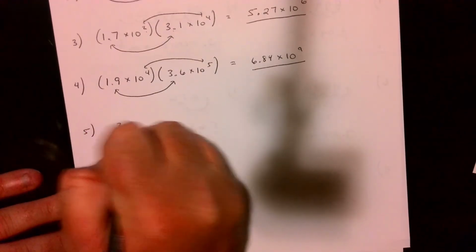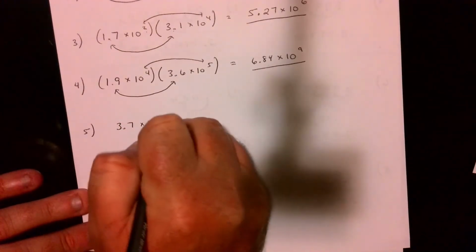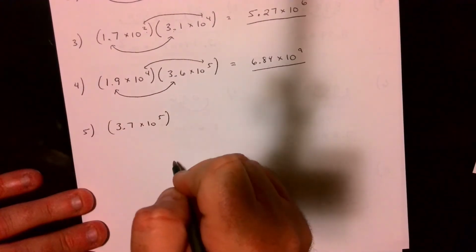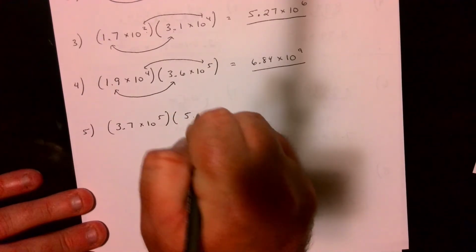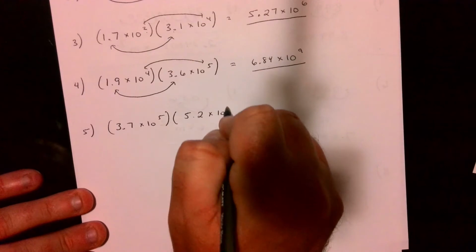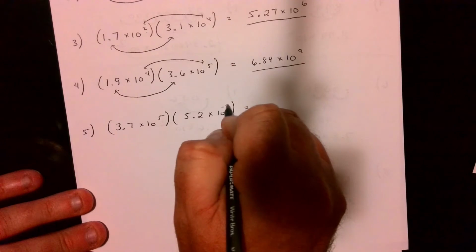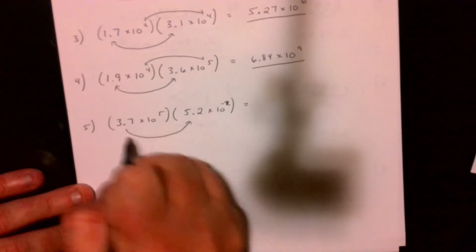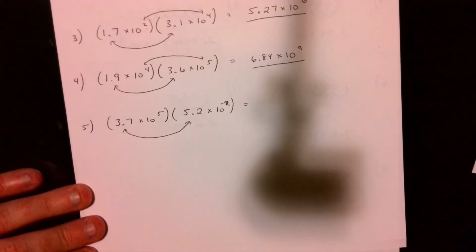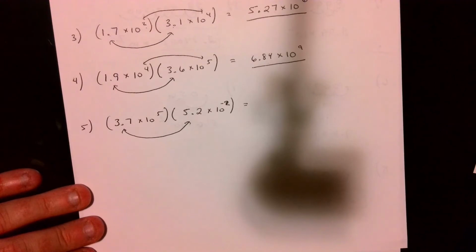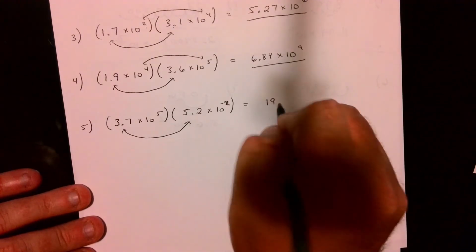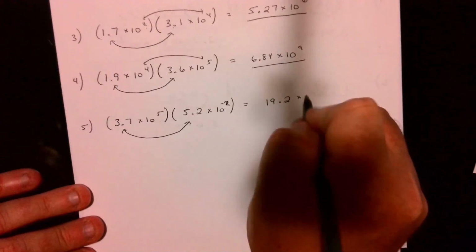Let's say we got 3.7 times 10 to the 5th, and I want to times that by 5.2 times 10 to the 2nd. Actually, let's make that a -2. Okay, so same thing, use your calculator. If I go 3.7 times 5.2, you should end up with 19.2 times 10.